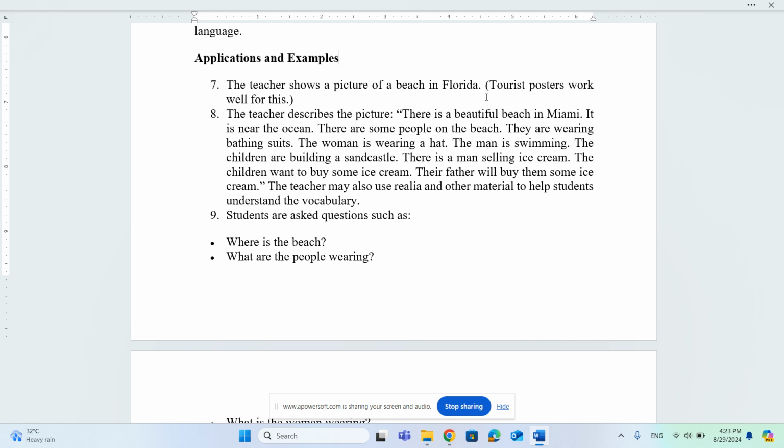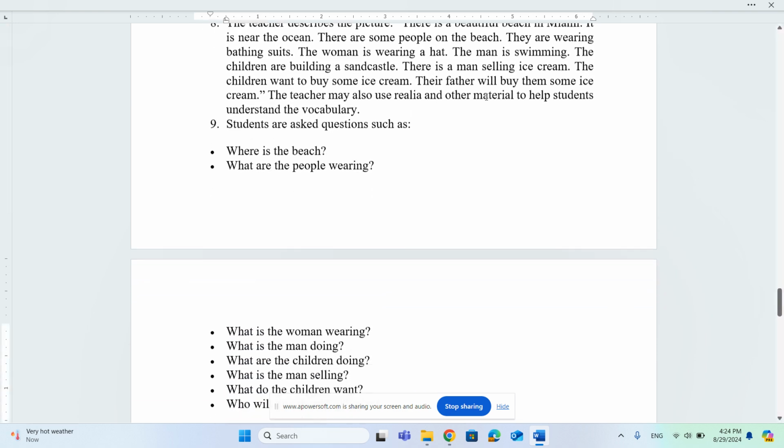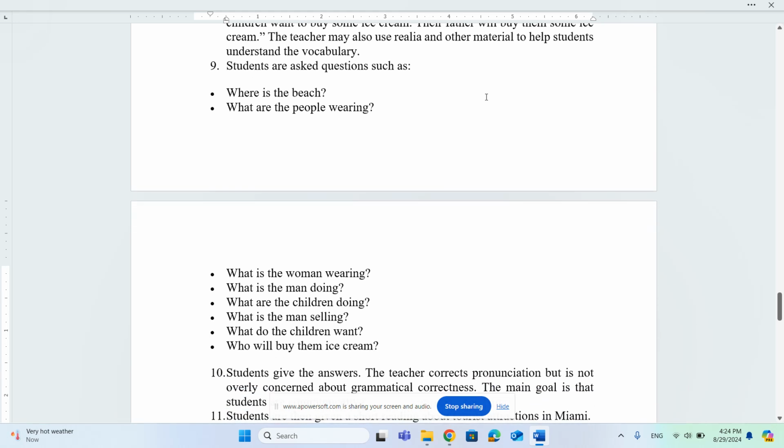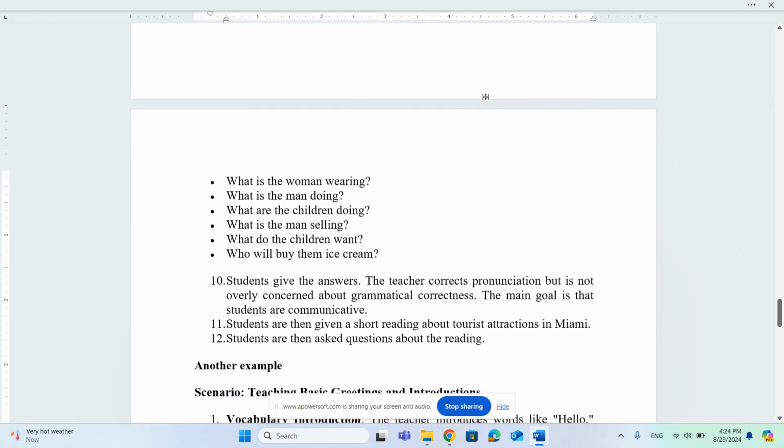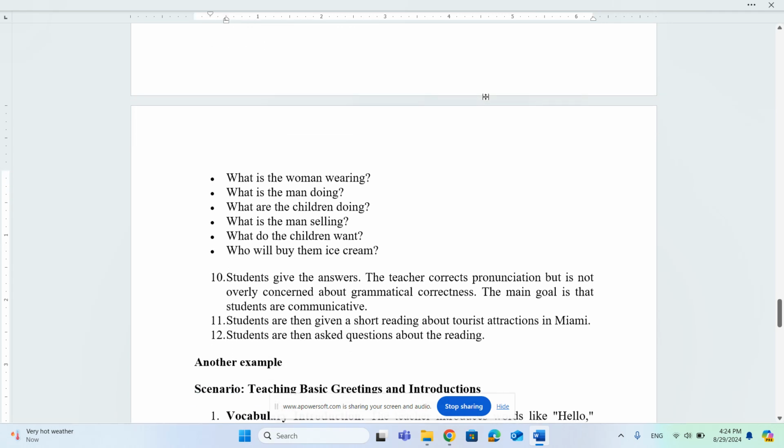Then in number 3, what you do is students are asked questions. Okay, now you have already described the picture, now you ask some questions to your students. Where is the beach? What are the people wearing? And your students have to answer in full sentences. What is the woman wearing? What is the man doing? What are the children doing? What is the man selling? What do the children want? Who will buy them ice cream? In this way, you can ask the students questions based on that description of the picture.